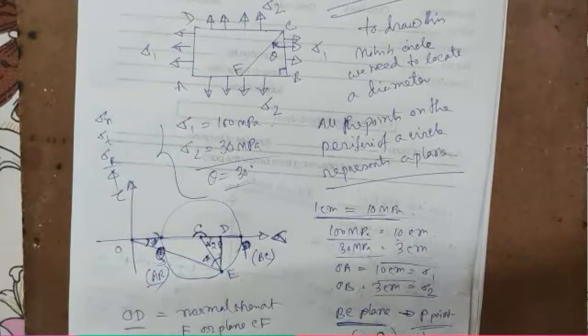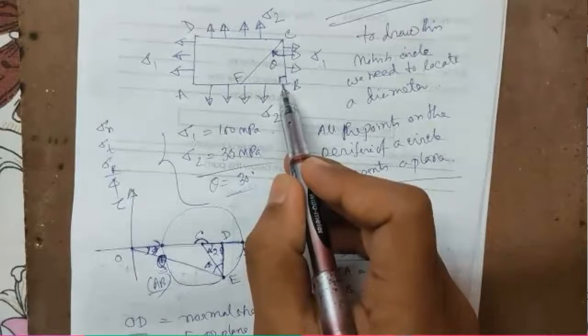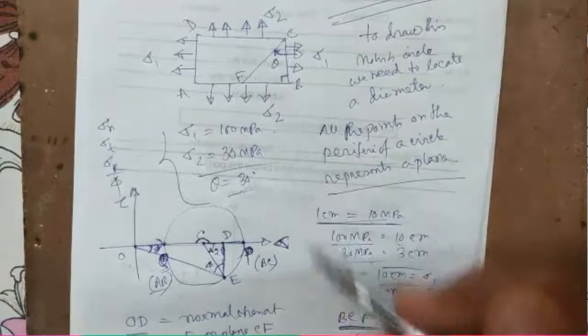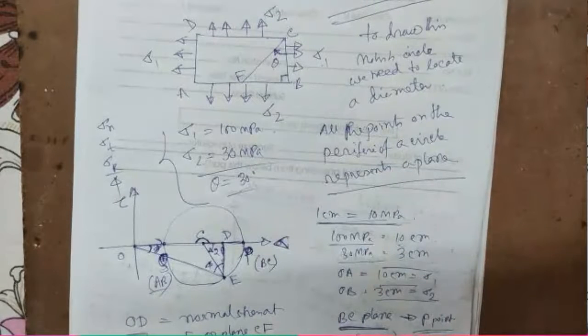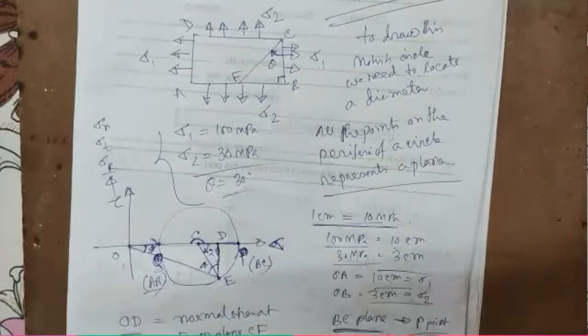Now if we look at the images, the AB and BC planes, BC plane carrying sigma 1, AB plane carrying sigma 2, making an angle here of 90 degrees. From the previous point we can say that the AB and BC planes will make angle 2 theta between them on the Mohr circle. As here they are making 90, in the Mohr circle they will make 180.